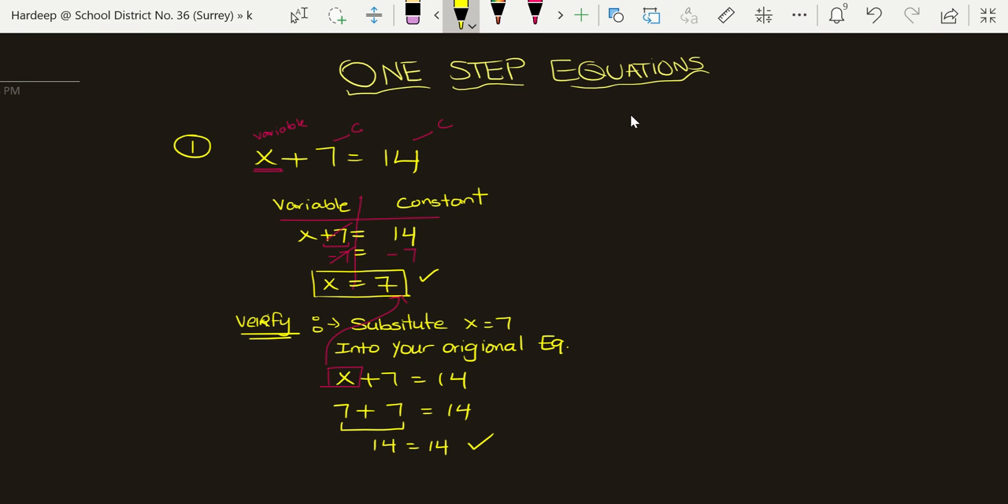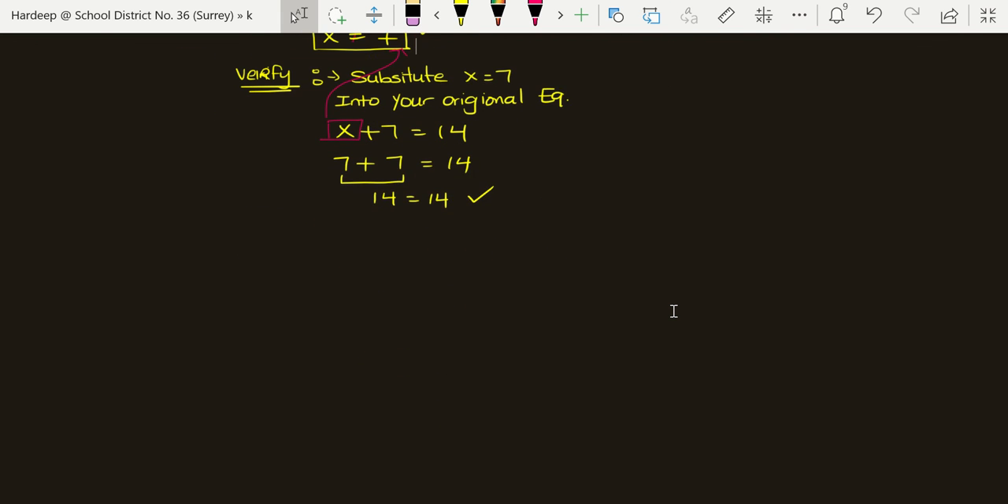One thing I want to say: yes, you can just quickly do it mentally. What plus 7 is 14? It's 7. The reason I like to do all the work here is because when you get multi-step equations, it's very hard to solve some questions mentally. So it's always a good idea to do it in steps and see how things are actually working out. All right, let's do example number 2.